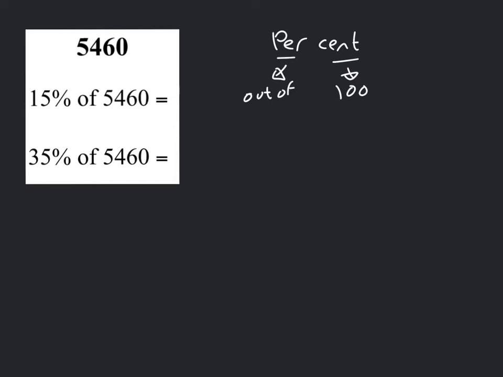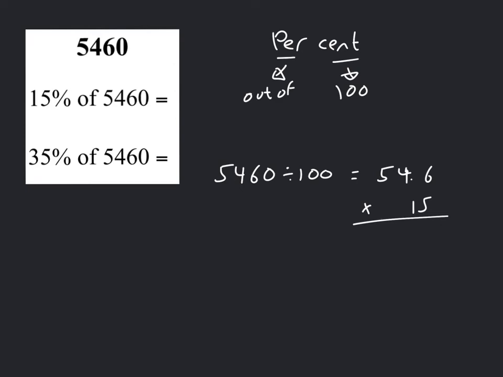So what we're essentially doing is dividing 5,460 into hundredths. So using your place value knowledge, you could divide that by 100, which would give you 54.6, and you're multiplying that by 15. Now that's quite a difficult sum, particularly because you've got a decimal point involved there as well. But if you're confident enough, you could definitely tackle it this way.